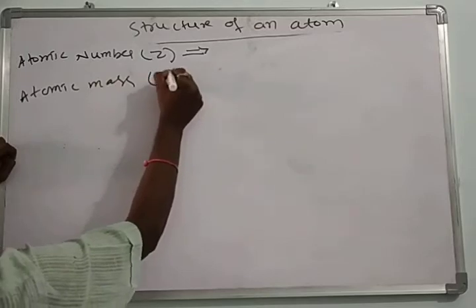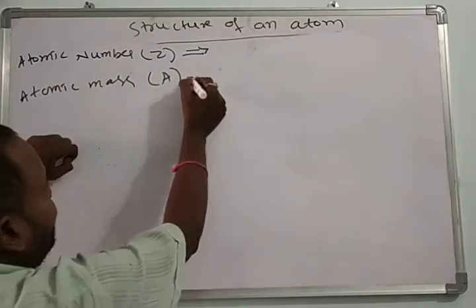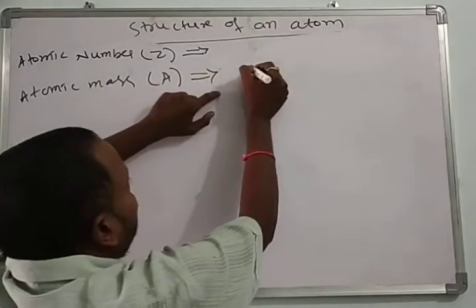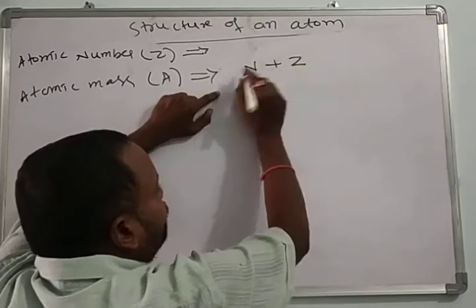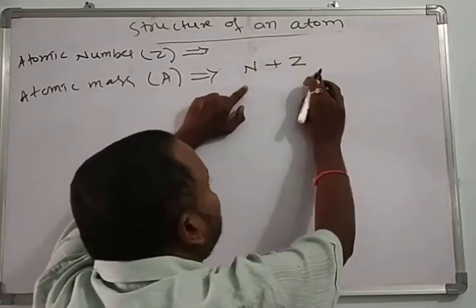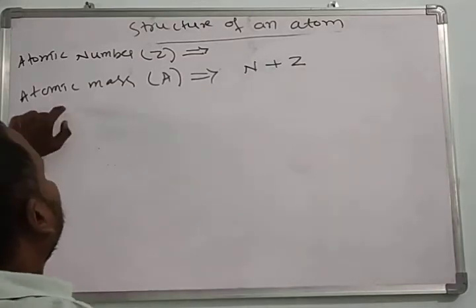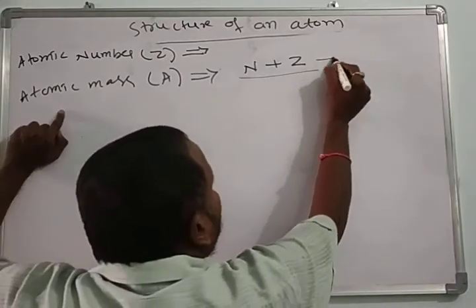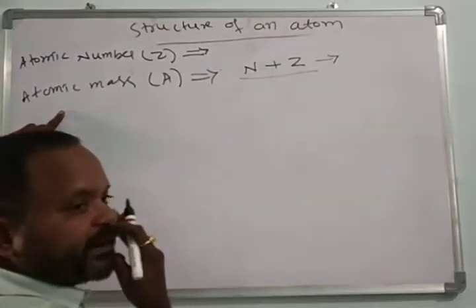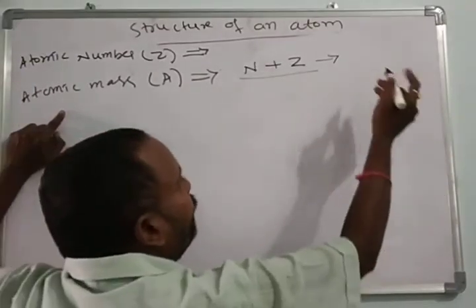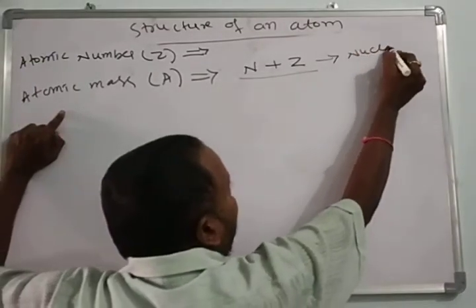Atomic mass is indicated with capital A. It is the sum of neutrons and protons present in an atom; we call that the atomic mass. This atomic mass is always present in the nucleus.